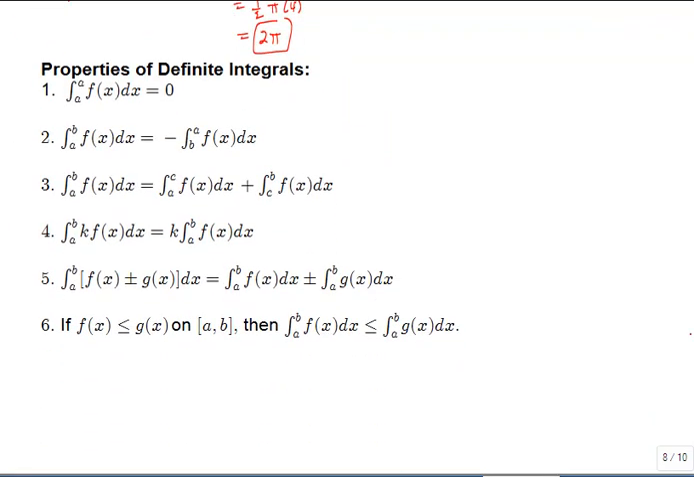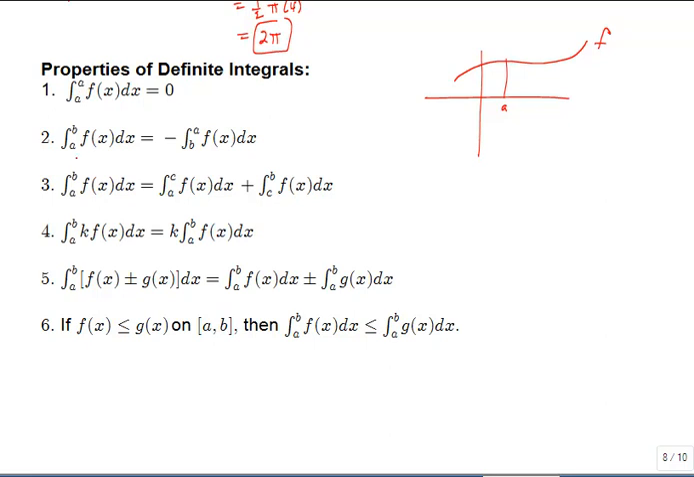Okay, now let's talk about some properties of definite integrals. This one says that the integral from a to a of f of x dx is equal to 0. And you can kind of visualize that, because if you think about just a function f from a to a, that means we're not going out to the right or to the left at all. So there's no area because there's no width at all. So that's why this integral would just be 0. So if your top and your bottom bound match, then that area will just be 0.